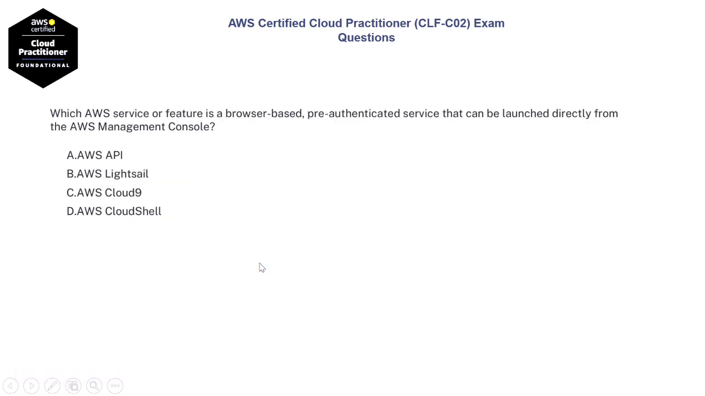Next question. Which AWS service or feature is a browser-based pre-authenticated service that can be launched directly from the AWS Management Console? Option A, AWS API. Option B, AWS Lightsail. Option C, AWS Cloud9. Option D, AWS CloudShell. The correct answer is option D, AWS CloudShell.